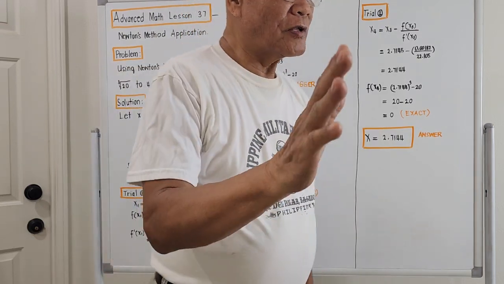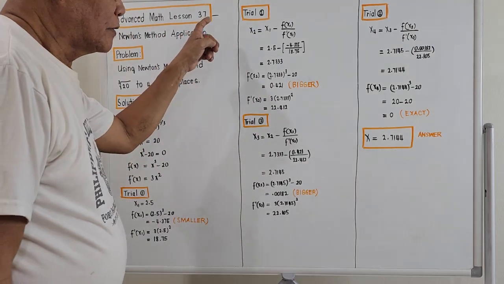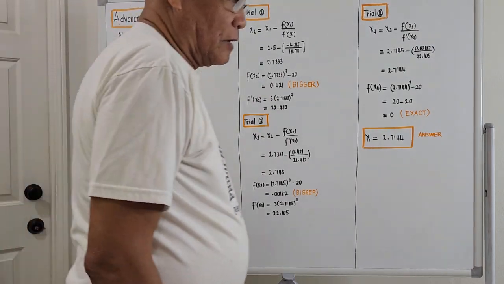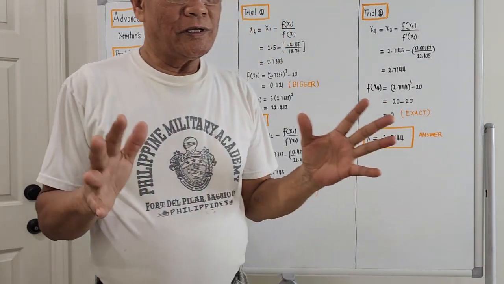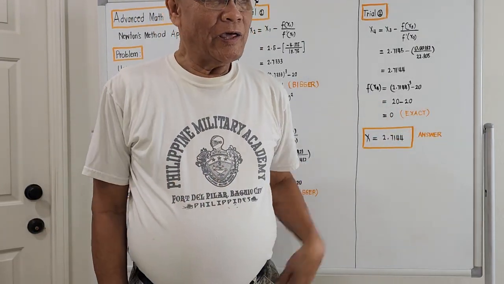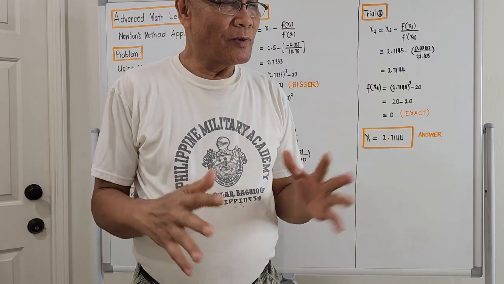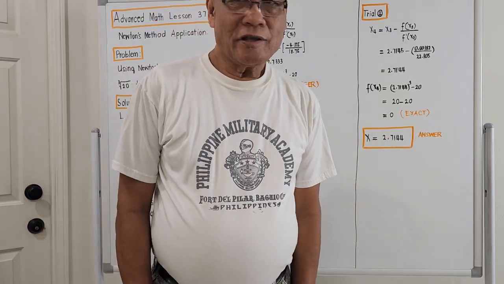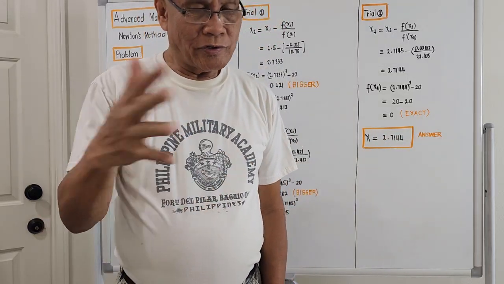I think it's now lesson number 37. Don't be bored. The advanced mathematics topics are almost done. I am just finishing the advanced mathematics lesson. I think the next thing after this will be the Taylor series.